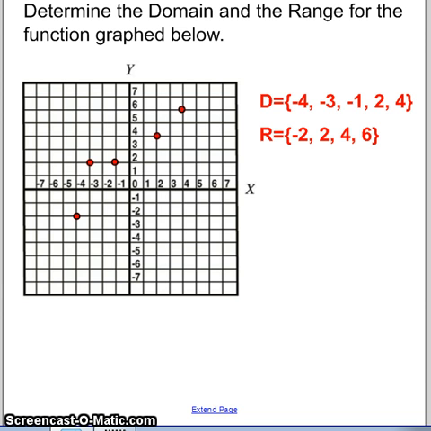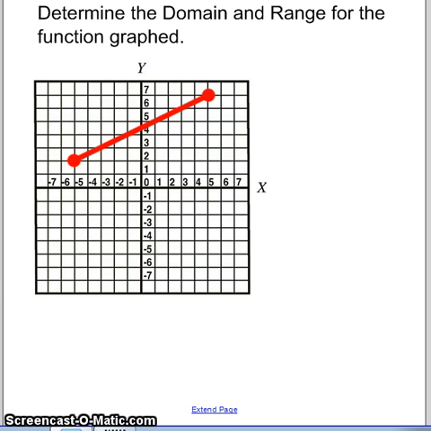I do the same thing for the range, except I'm going from the bottom to the top. I've got a point at -2. I've got 2 points at 2, but I only write it once. I've got a point at 4, and I've got a point at 6. So the domain are all the x values for those points, and the range are all the y values for those points. I want to find the domain and range for this line segment.